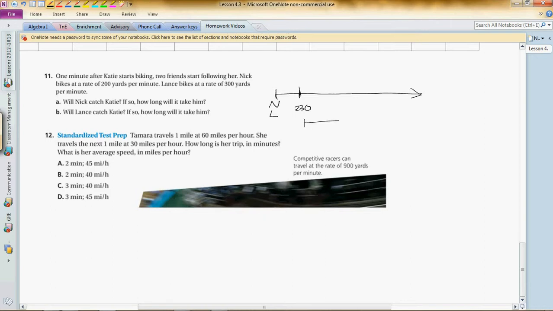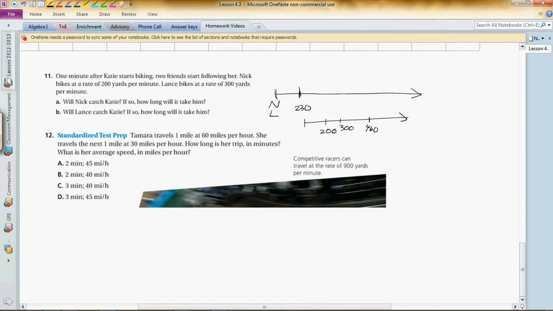But after 2 minutes, Nick will be at 200 yards, and Lance will be at 300 yards, right, after 2 minutes. And then Katie will be at 460 yards, because in 2 minutes she goes 230 yards times 2. So question A, will Nick catch Katie? If so, how long will it take for him? So how many minutes will it take? B, will Lance catch Katie?